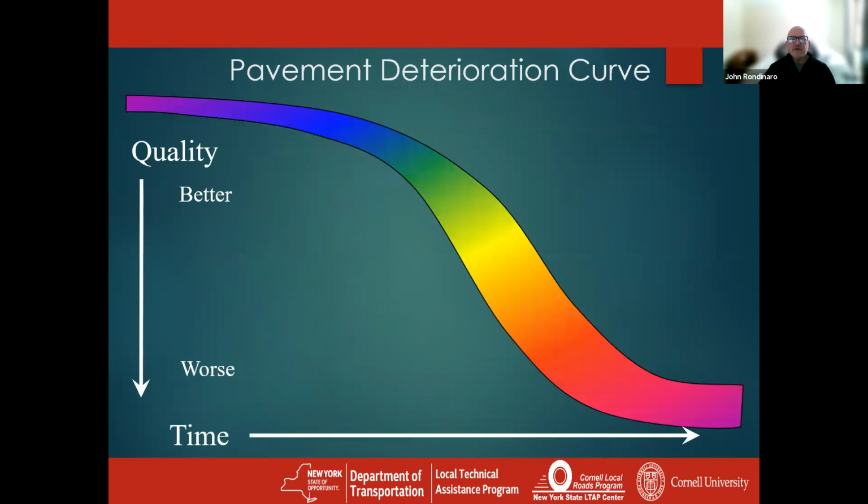This is a typical pavement deterioration curve. I'm sure almost everybody in attendance today has seen this. You start with a pavement in a brand new or an as new or like new condition. Over time, it starts to deteriorate. Then it hits a certain point, and that deterioration greatly accelerates. And then as it approaches the end of its life, it levels off again. But at that point, you've essentially got a gravel road.